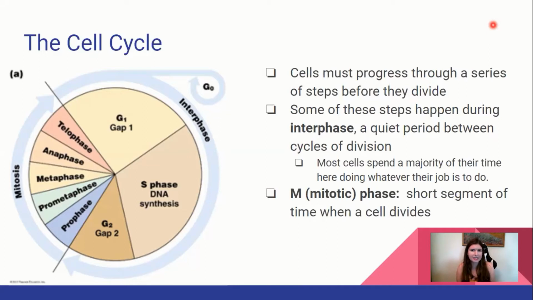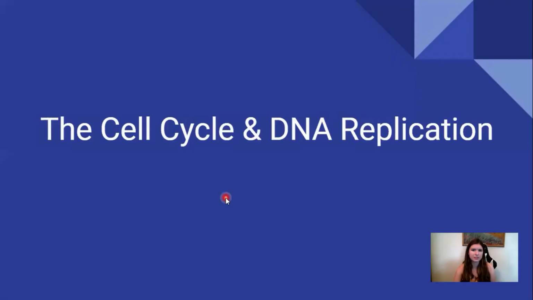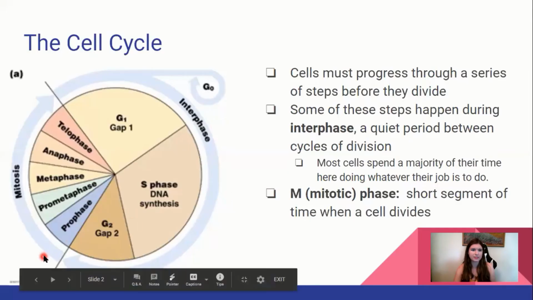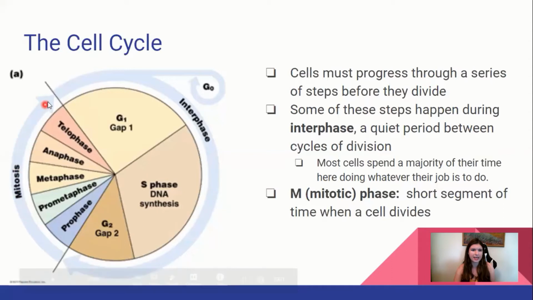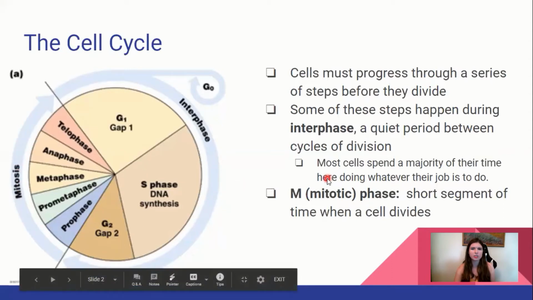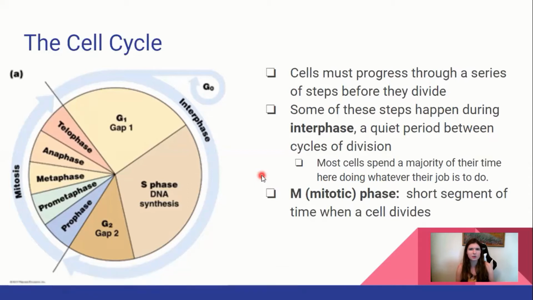The mitotic phase, or M phase, is a relatively short period of the cell's life. So here we see the M phase, during which mitosis happens. So mitosis is going to be the process of actually dividing the cell and parceling out those two copies of the genome that we make into each cell.